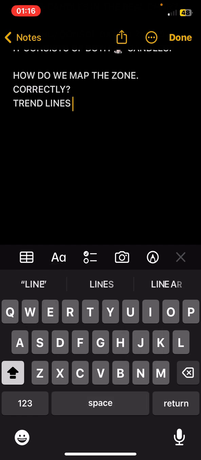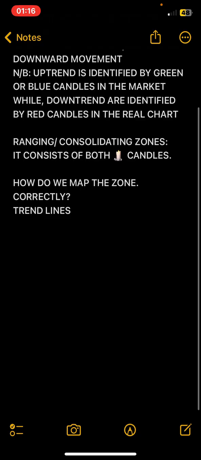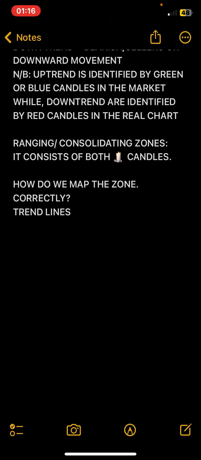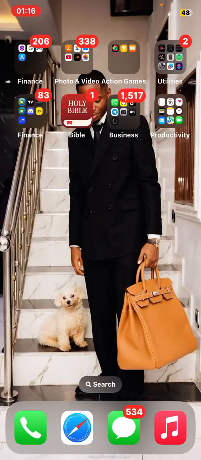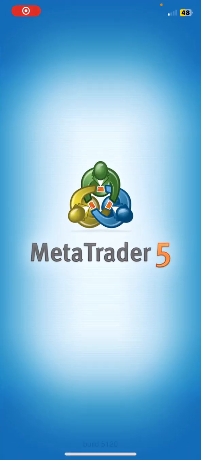The network is bad, but I will still use my phone to show you what a trend line is. Today is Sunday and the market is closed right now. We don't trade weekends, we only trade from Monday till Thursday, most times Friday. So let me show you what the trend line looks like. The market is closed and my network is bad.